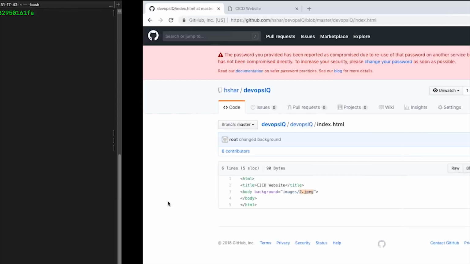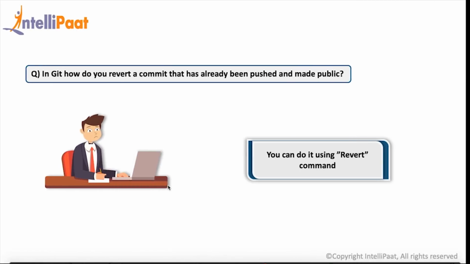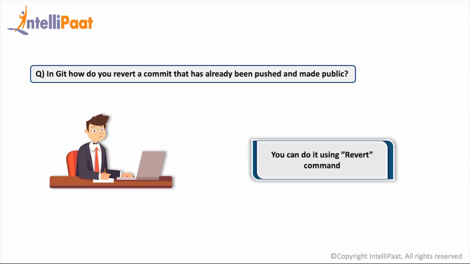All right. So guys, this is how you can do a revert on a commit and a push that you have made to your remote repository as well. So if you encounter any problem while working as a DevOps engineer, you should remember this session where I taught you how to revert a particular commit.